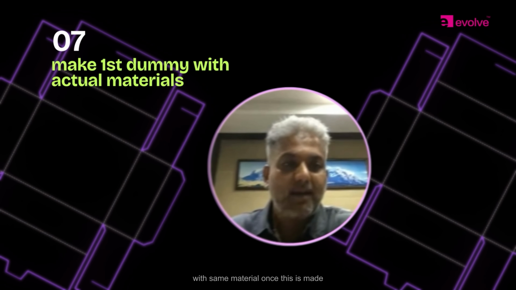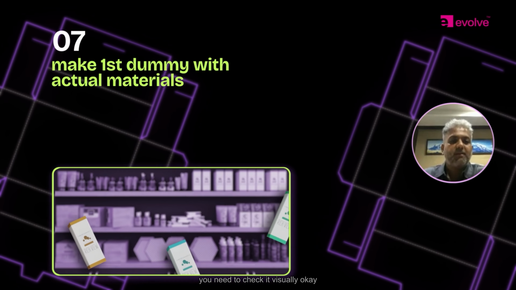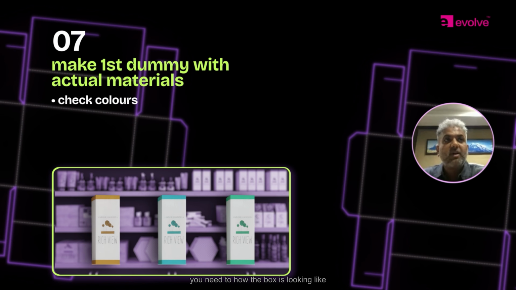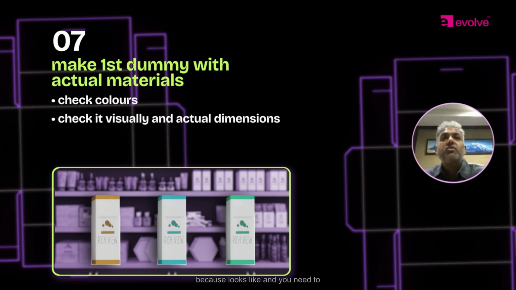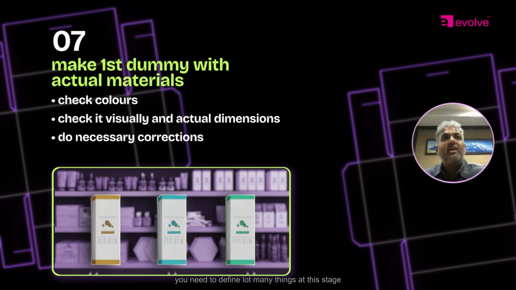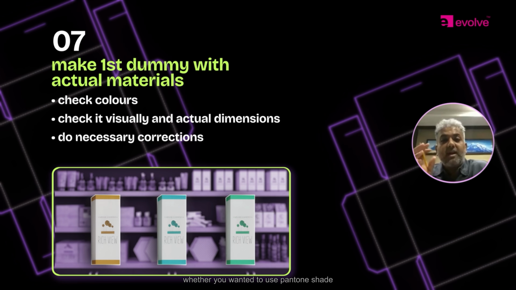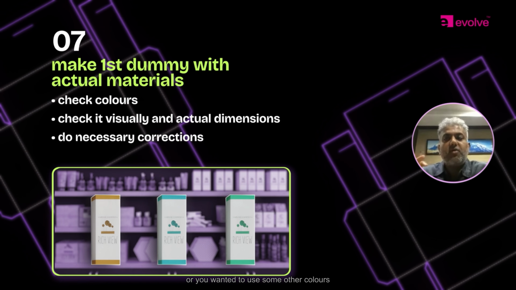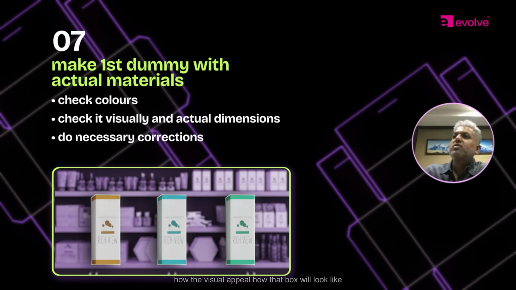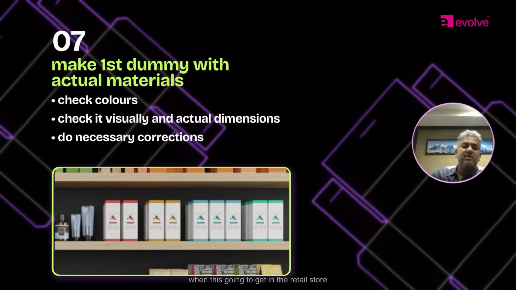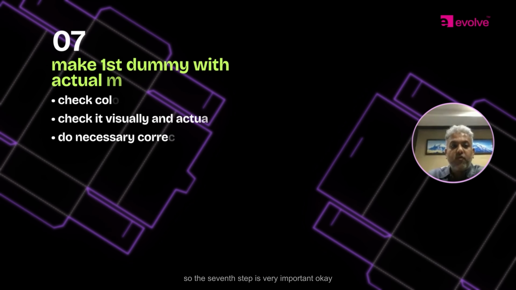Once this is made, you need to check it visually. Okay, you need to check the colors. You need to see how the box is looking, and you need to define a lot of things at this stage. Whether the colors are coming perfect, whether you wanted to use a Pantone shade or some other colors, how the visual appeal will be, how that box will look when it is going to get in the details. That 7th step is very important.